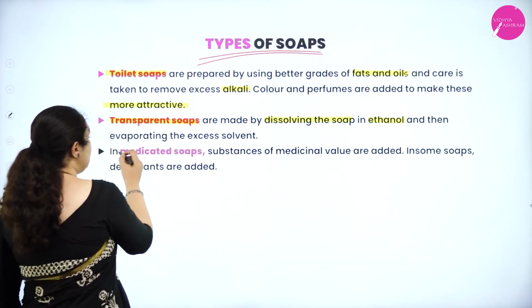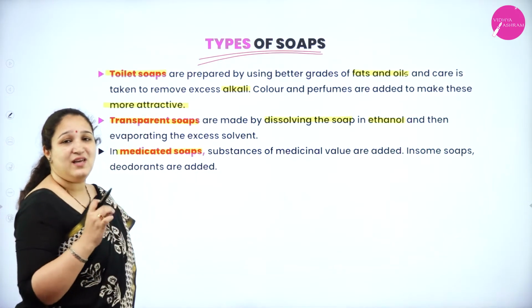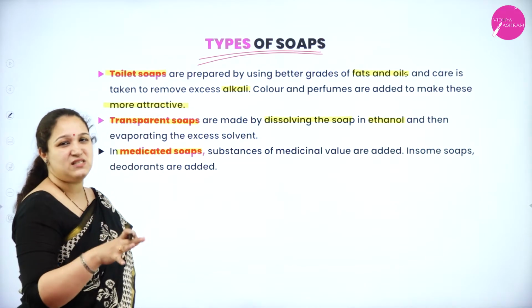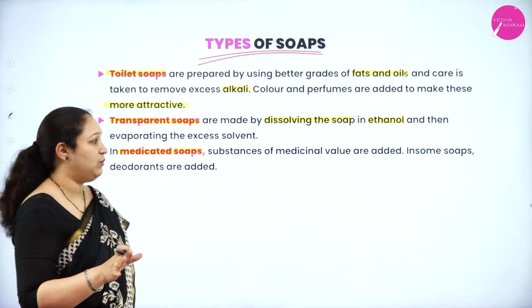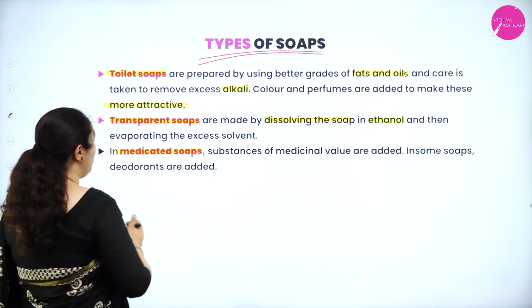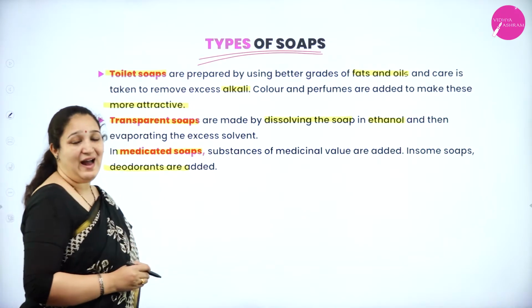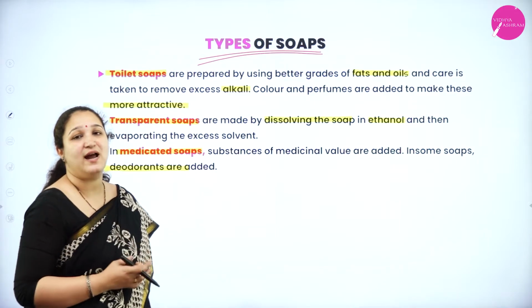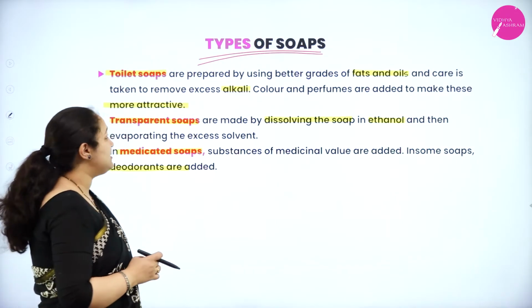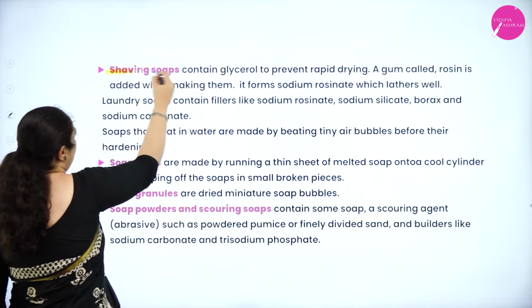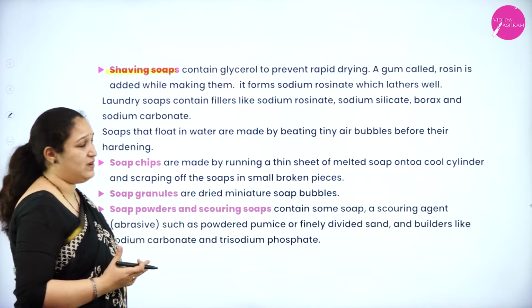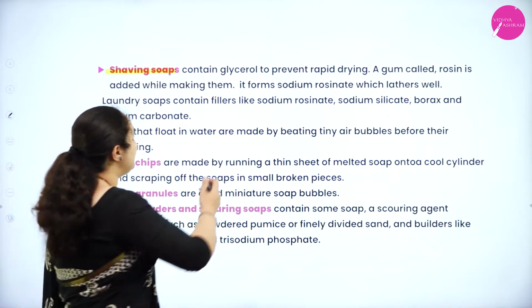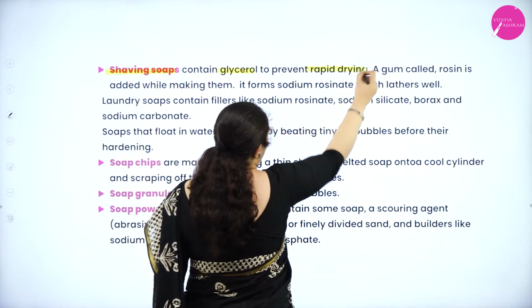The third type is the medicated soaps. For these medicated soaps, some medicines are added to that soap during saponification, and also some deodorants are also added. Okay, so they are called as the medicated. Some medicines are added to the soap. Next is about the shaving soap. Now, what is this shaving soap? They contain glycerol to prevent rapid drying.